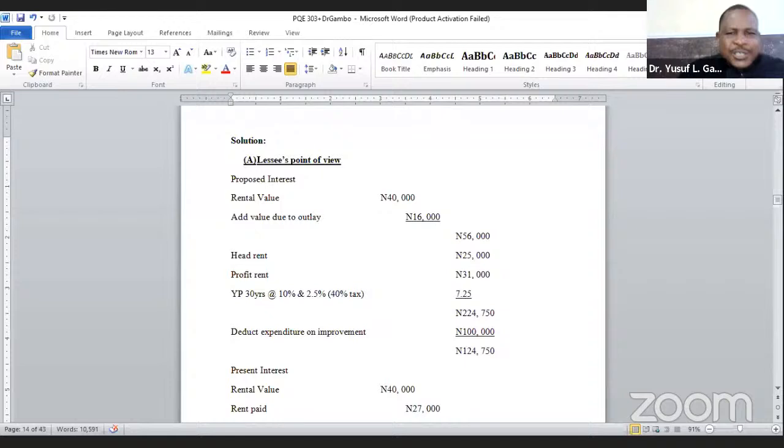So that saves us. So you have 7.25. When you multiply, you have 224,750. And that is that. So deduct expenditure on improvement. Since it's an expense, we deduct our expenditure on improvement. So we have 100,000 less from 224,750, which gives you 124,750.